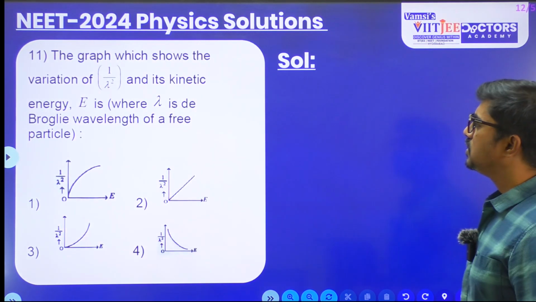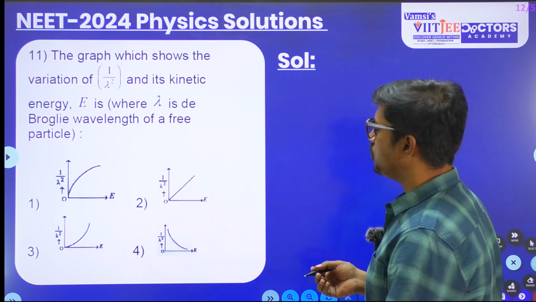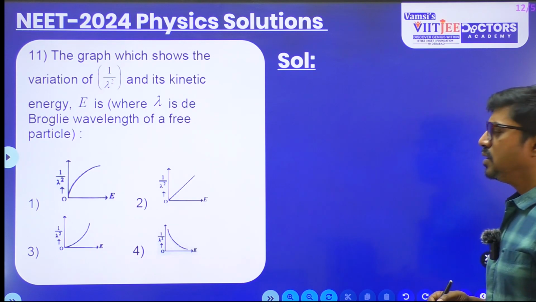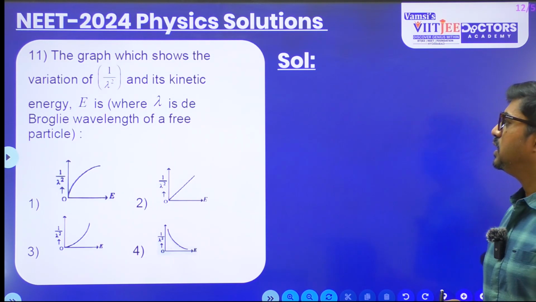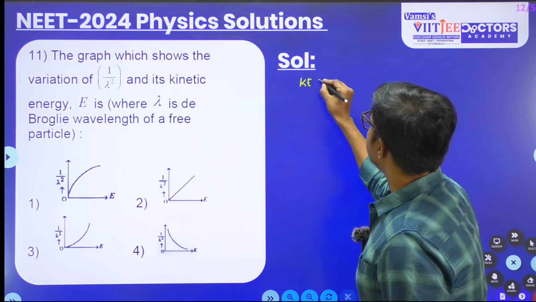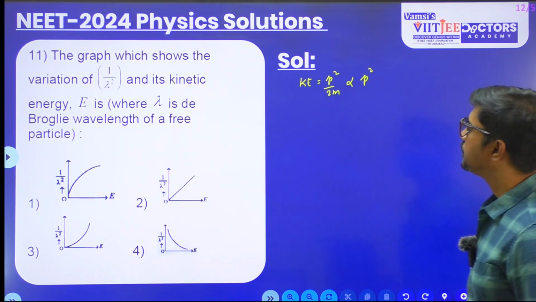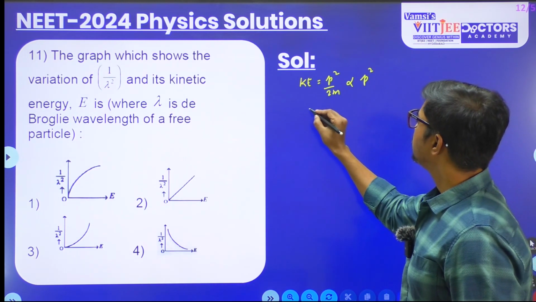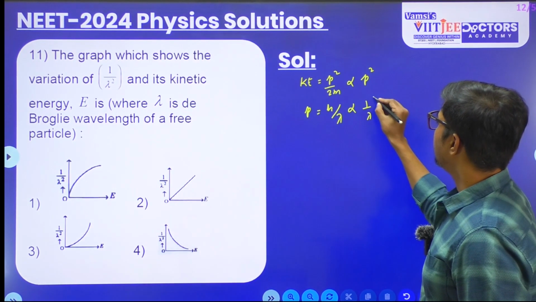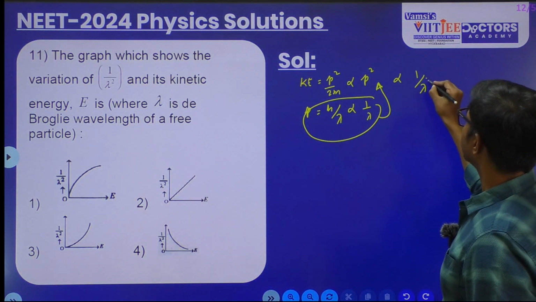Anyway, let's go to the next question. So here, what are they saying? They're asking 1 by lambda square versus kinetic energy expression. Lambda is the de Broglie wavelength. De Broglie wavelength is something very simple, and it comes almost every time. So you know that kinetic energy equal to P square by 2M. So proportional to P square. And you also know that P equal to H by lambda, meaning it is proportional to 1 by lambda. So if I substitute here, you know that it is proportional to 1 by lambda square.